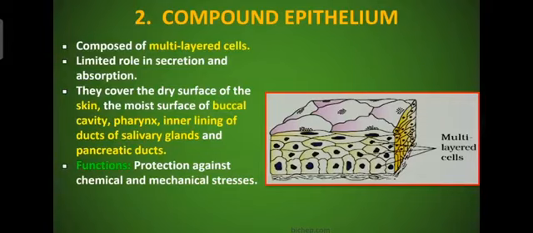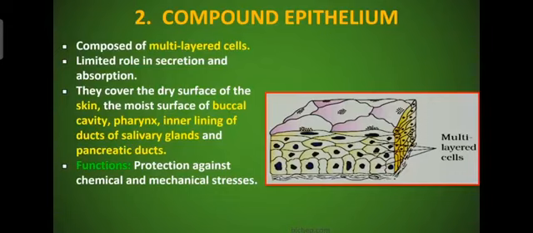Now we will move to the compound epithelium. We have finished the simple epithelium. As the name indicates, compound epithelium is multi-layered. It is composed of multi-layered cells. In the diagram you can see it is not a single layer. Many layers are there, so it is called compound epithelium.